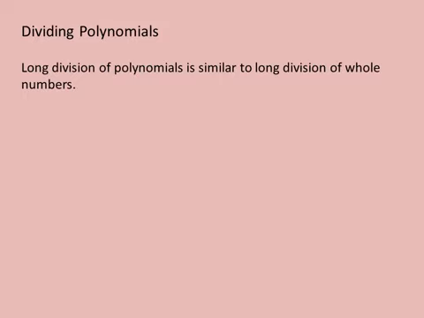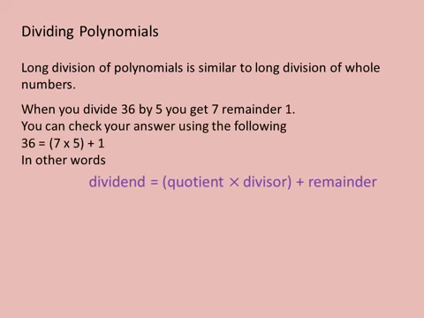Hi, welcome to the lesson on division of polynomials. Long division of polynomials is similar to long division of whole numbers. Let's take the example of when you divide 36 by 5. You get 7, remainder 1. You can check your answer using the following. 36 is equal to 7 times 5 plus 1.